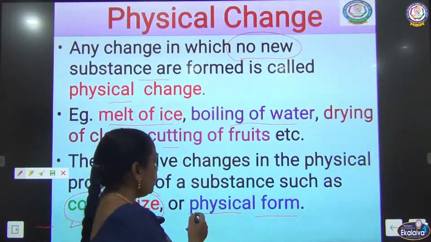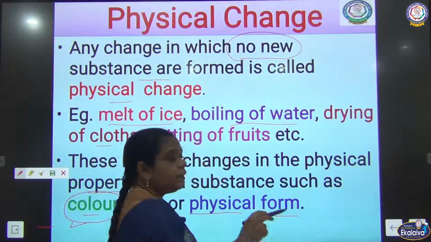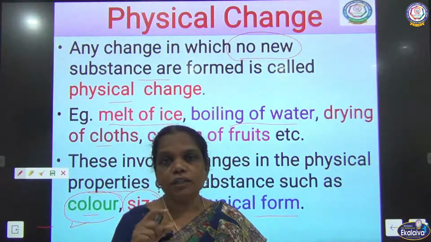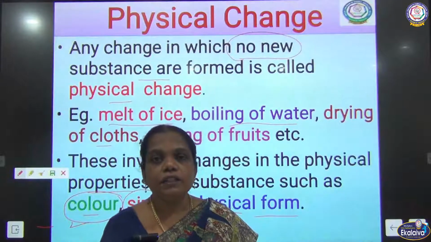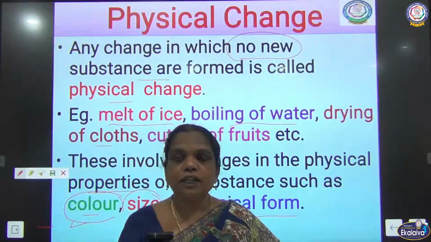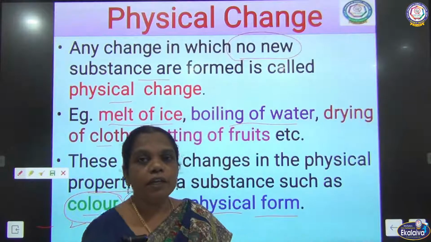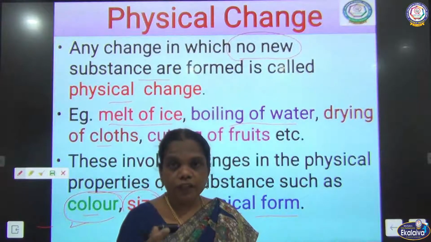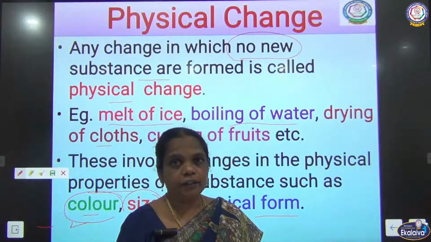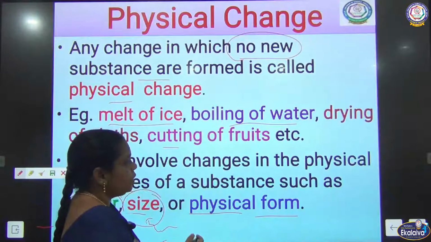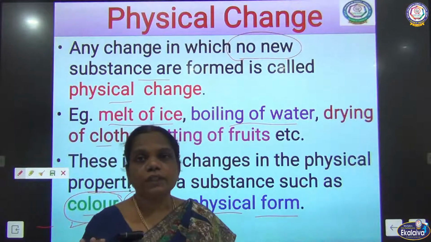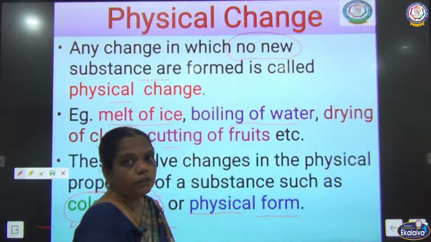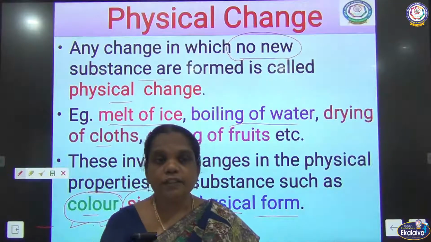In the same way, what are the other changes? The change in the physical form. The change in the physical form means the sugar is in solid state, and if you melt it, it becomes liquid state. So the physical form is changed, solid into liquid. In boiling water, liquid into gas, and in freezing, liquid into solid. Like that, the physical form is changed, but no new substance is formed during a physical change.